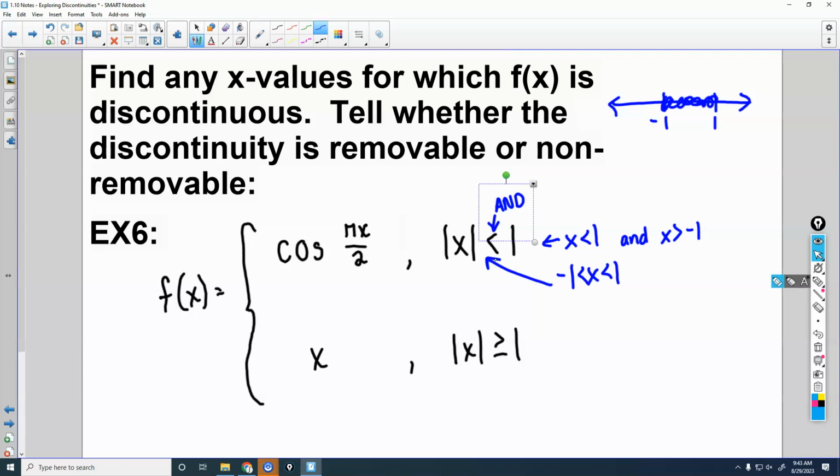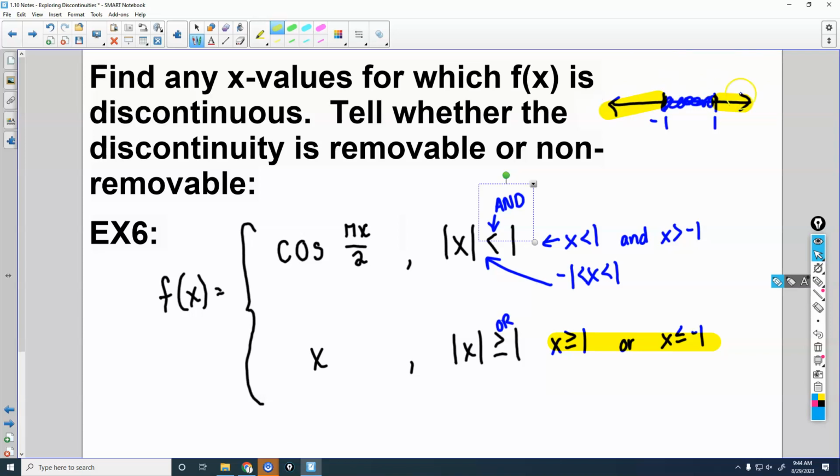Okay. This means our distance from 0 is greater than or equal to 1. Okay? So these are OR problems. So it would be x is greater than or equal to 1, or x is less than or equal to negative 1. So this piece right here, that's talking about these sides of the graph.